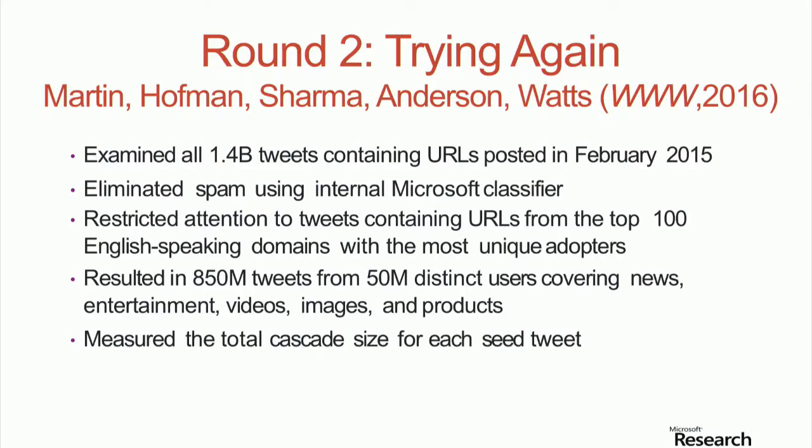So to revisit this task again, of course the amount of data on Twitter is increasing exponentially. In the previous paper, we had 1.4 billion tweets from an entire year, and now it's 1.4 billion tweets from just 1 month. So it's an amazing increase in the volume here. Now we're just trying to predict how many retweets appear in a cascade. We have, again, tweets containing URLs. We do a whole bunch of pre-processing. We end up with 850 million tweets from 50 million users from a bunch of different domains.